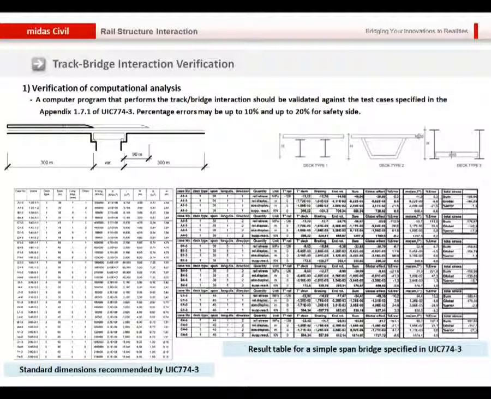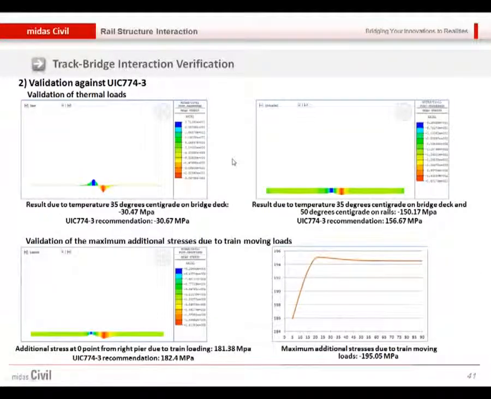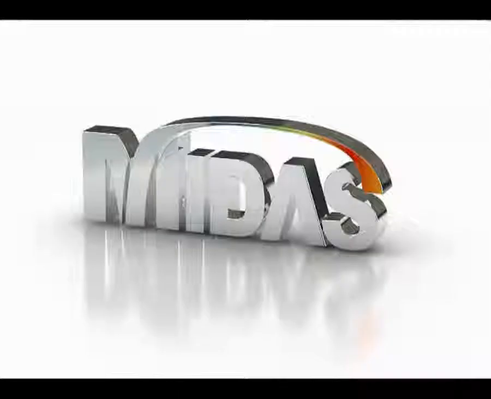After we implement this module, the layer track interaction module, we had full verification, and we compared the results with the recommended values of the UIC, which is the International Railway Bridge Standard, and we had satisfactory agreement with these UIC recommended results. So those are the verifications.